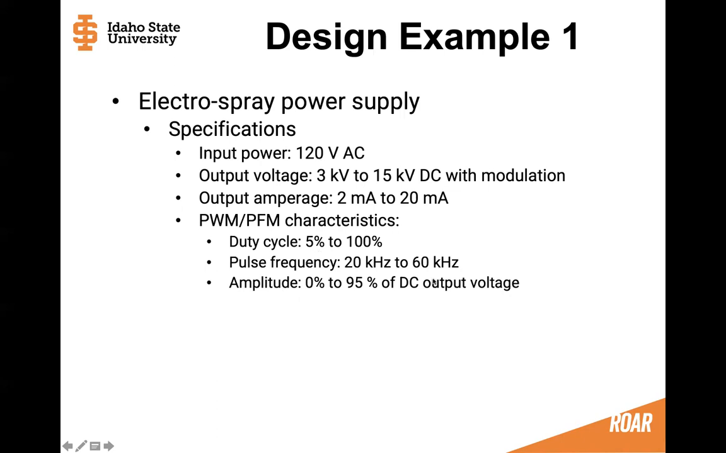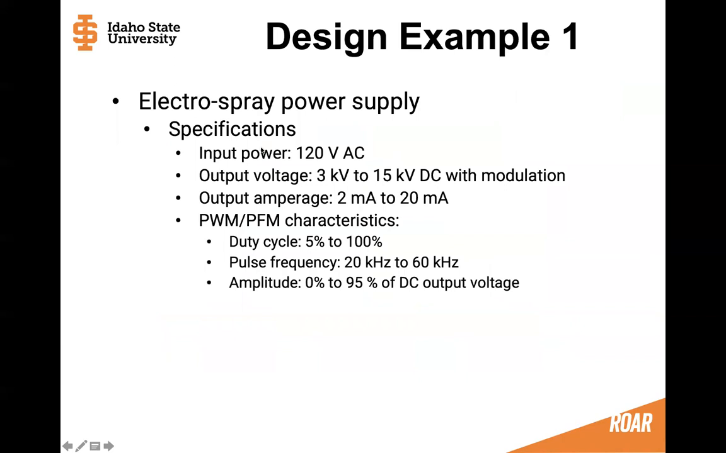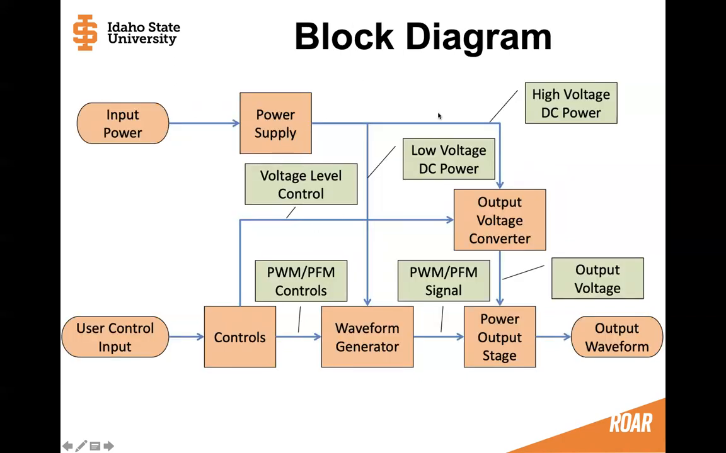and amplitude. So based on these specifications, you might break down everything into a block diagram that looks like this, where you have your input power, and the arrow then points to the power supply. So you're working on this electro spray power supply. It goes into the power supply, and that power supply then gives information to the waveform generator and output voltage converter.